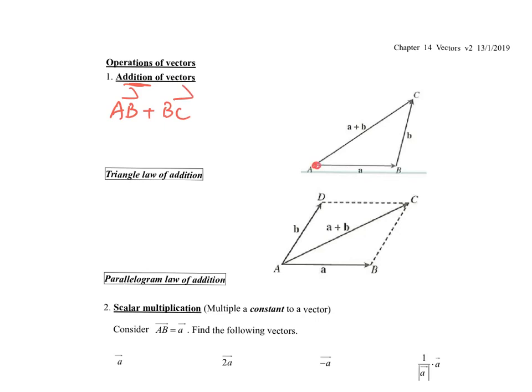AB vector means from A to B. BC vector is like B to C. So at last the outcome, which I put in green, means you start from A at the first and end at C at the end. So the outcome will be the AC vector. You can just read from the letters: from A to B, then B to C. That's why it comes up with the AC vector.